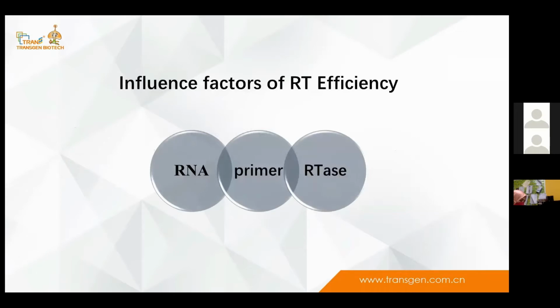We have discussed a very important part about the RNAs, but when we deal with the RT system, we have to face three key factors for RT efficiency: the RNA, primers, and enzymes. We discussed the RNA earlier, so now we focus on the primers and the enzymes.